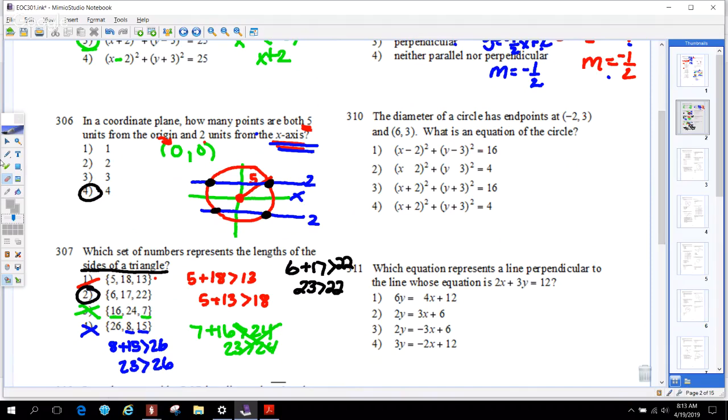Because I didn't read the question, I missed the word diameter. So I'm going to start the video right here. Okay. So let's look at 310. We see that the diameter has these endpoints. So because it's diameter, we have to do the midpoint formula first to find the center.